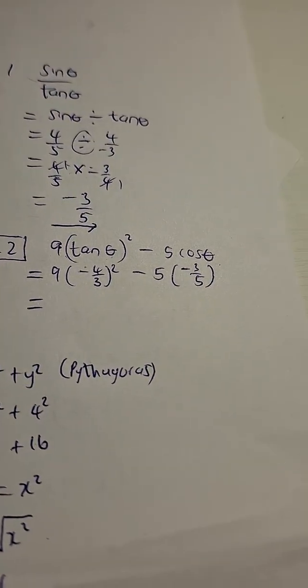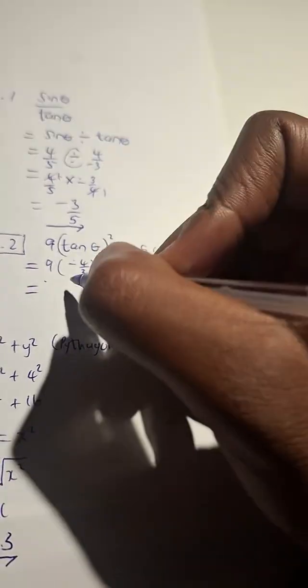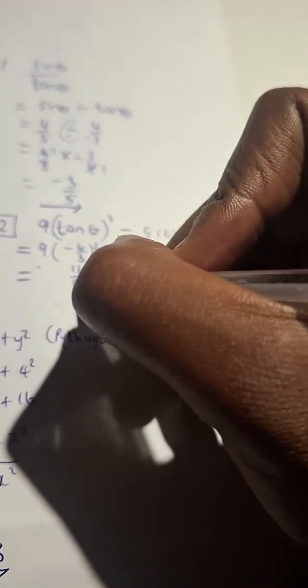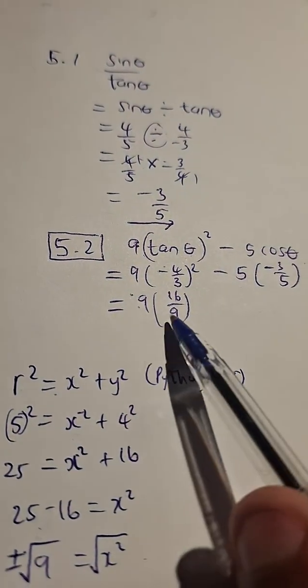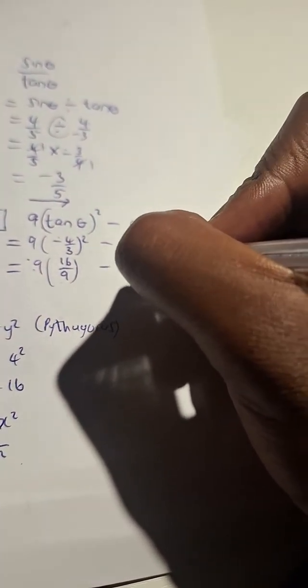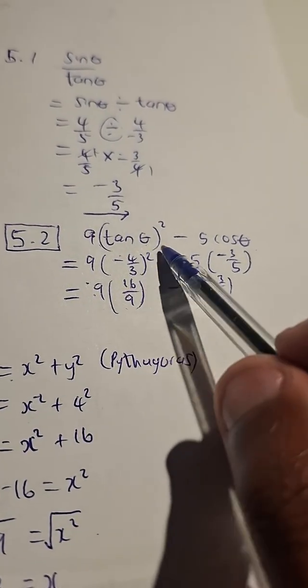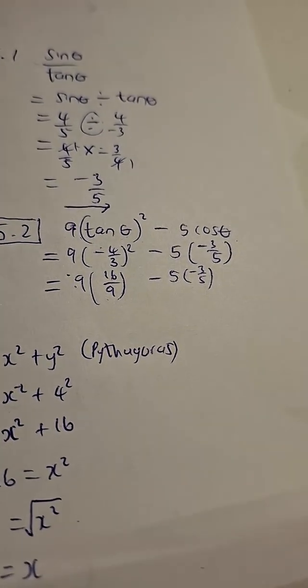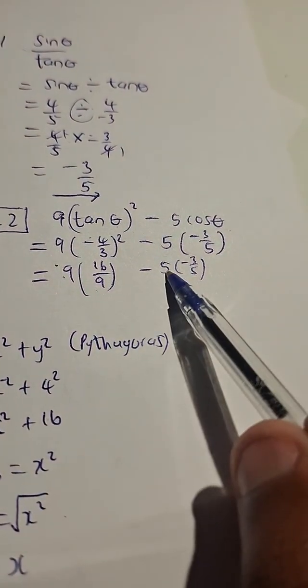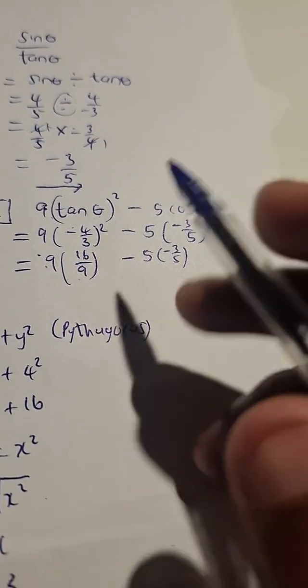Then you apply BODMAS. Brackets, exponent. 9 will come later. We have 16 over 9. This 9 is in the numerator. This one is in the denominator. Minus 5 into -3 over 5. Now, after brackets and exponents, there's division, there's multiplication. I can't subtract these before multiplying this and multiplying that. Let's multiply this and that.